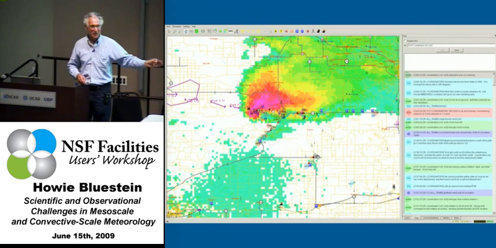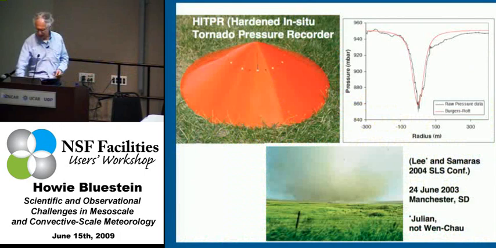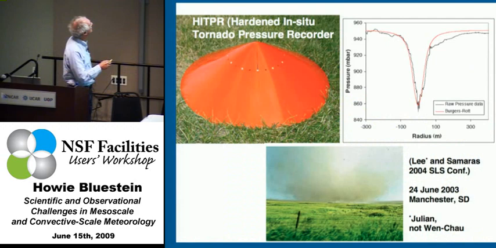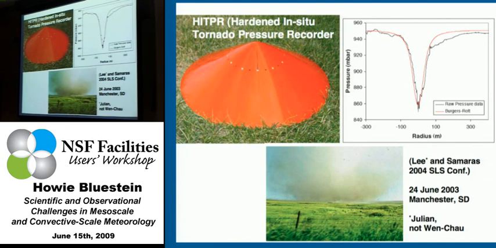Another type of instrument Tim Samaras has used are these little hardened things called ITPRs that are placed in the path of tornadoes. Obviously, this is an easier way to saturate the region around a tornado or a storm with pods that make measurements. This, by the way, is a measurement in a tornado made back in, I think, 2003. The black line represents the pressure measurements. You can see they get a pressure drop of almost 100 millibars here in the tornado.